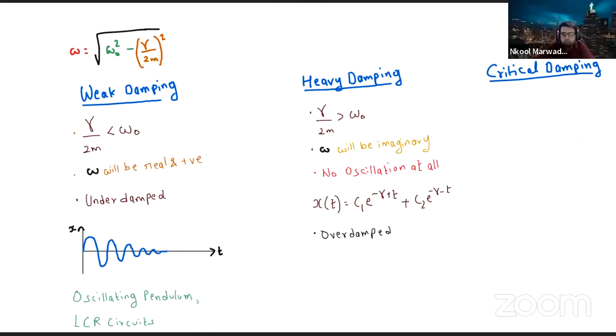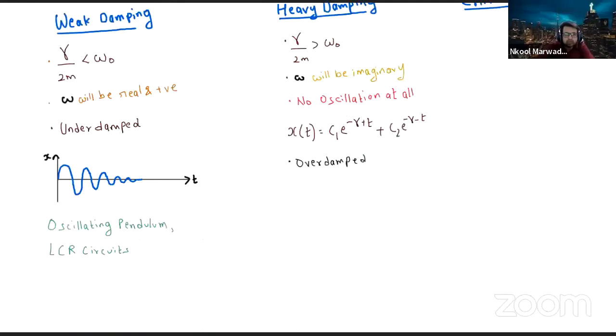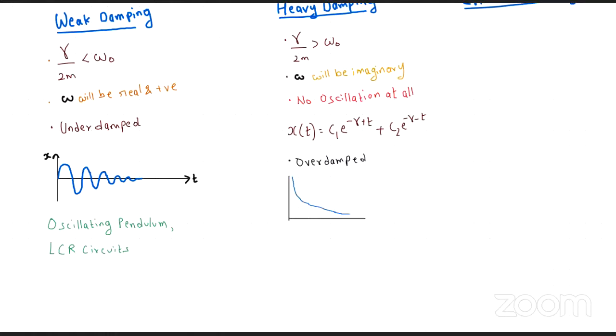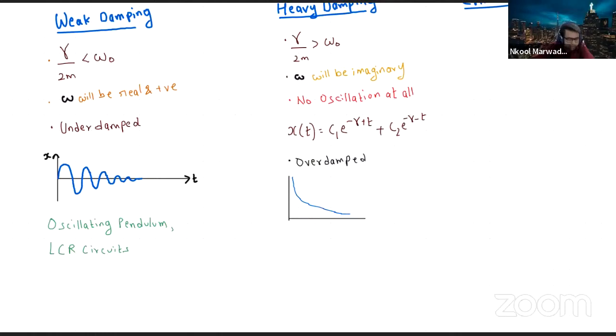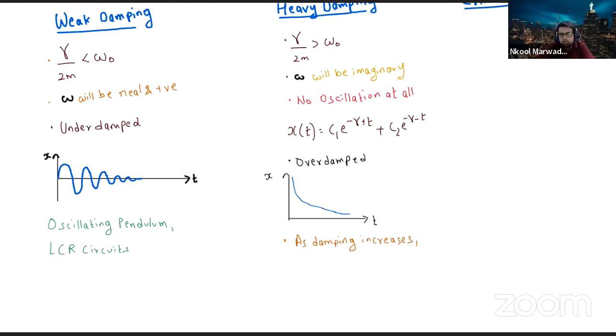So one important observation I will make. Before that, let us make one small graph. These are very important discussions we have to make. So with time, the body will reach its mean position, but it will take some significant time to reach there. So this is the time and this is the position, and it's heavily damped or overdamped. And a very important observation we have to make in this. Let us write it down. As damping increases, the time taken by the body to reach equilibrium increases.